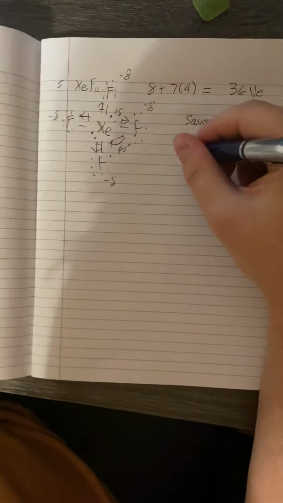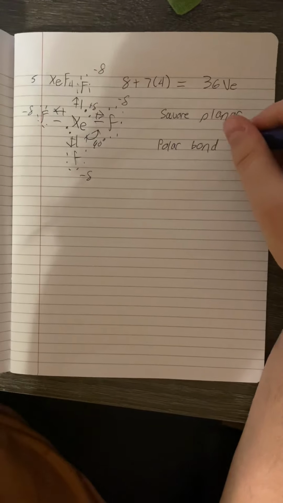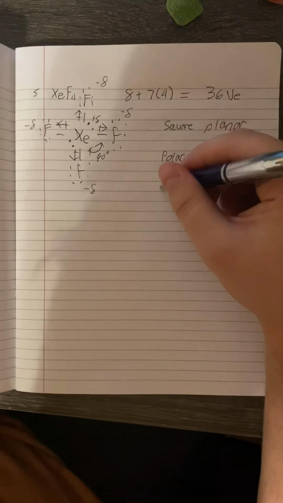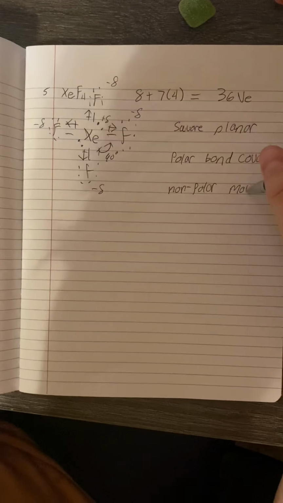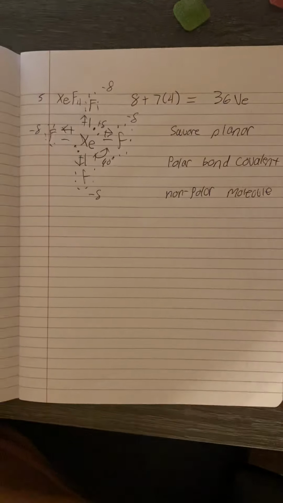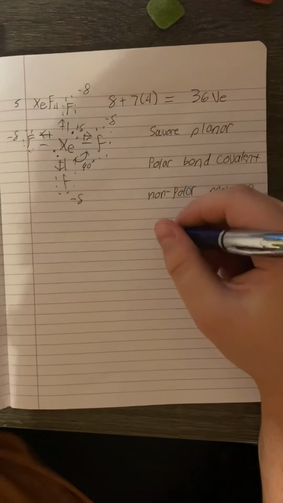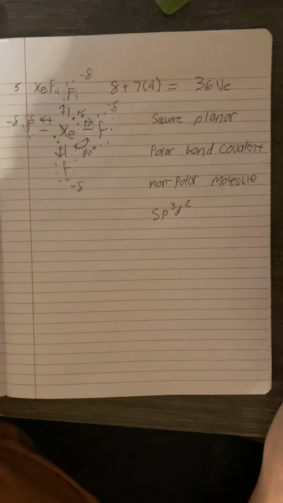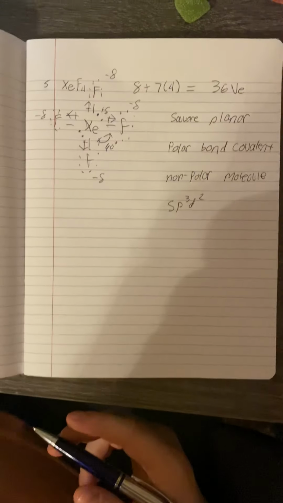So the bonds between these 4 are all polar covalent bonds, but they all cancel each other out, and the molecule itself is a non-polar molecule. And then the hybridization for this atom is going to be sp3d2.